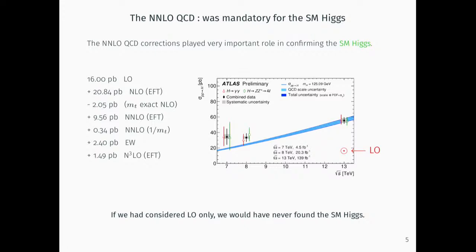Now if you look, if we had taken only the leading order term, which is here, we could never say that it is the standard model Higgs, because our data is here. If you take the leading order curve, this line is here, so we would say that there is something else giving us some new numbers. So that says how much these contributions are. You can imagine that the leading order is like 16, and everything else takes you from 16 to around 49. So without these corrections, we could never say that this is our standard model Higgs boson. We would go in the wrong way.